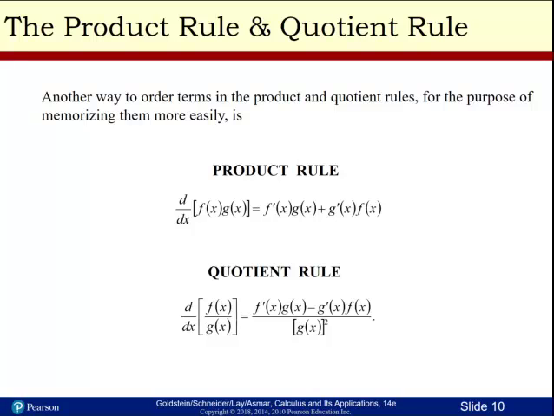Another way to order the terms in the product and the quotient rules for the purpose of memorizing them more easily is the following, and this is how I usually remember it. When I have a product rule, I say take the derivative of the first, leave the second one alone, plus take the derivative of the second, leave the first one alone. For the quotient rule, you don't really have a choice. You have to memorize it just as it sits. But what I do is say take the derivative of the numerator times the denominator all by himself, minus the derivative of the denominator times the numerator, all over the denominator squared.